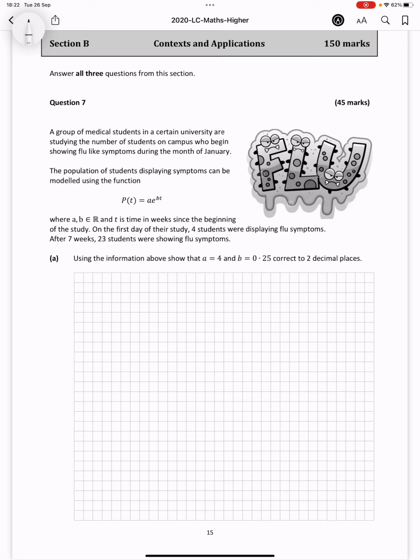The population of students displaying symptoms can be modelled using the function P(t) is equal to A times e to the power of bt, where it then gives some details. So t is time in weeks since the beginning of the study. On the first day of the study, there are 4 students displaying flu symptoms. After 7 weeks, there's 23 students. Okay, and that's all very typical. So use this information to show that A equals 4 and b equals 0.25, correct to 2 decimal places.